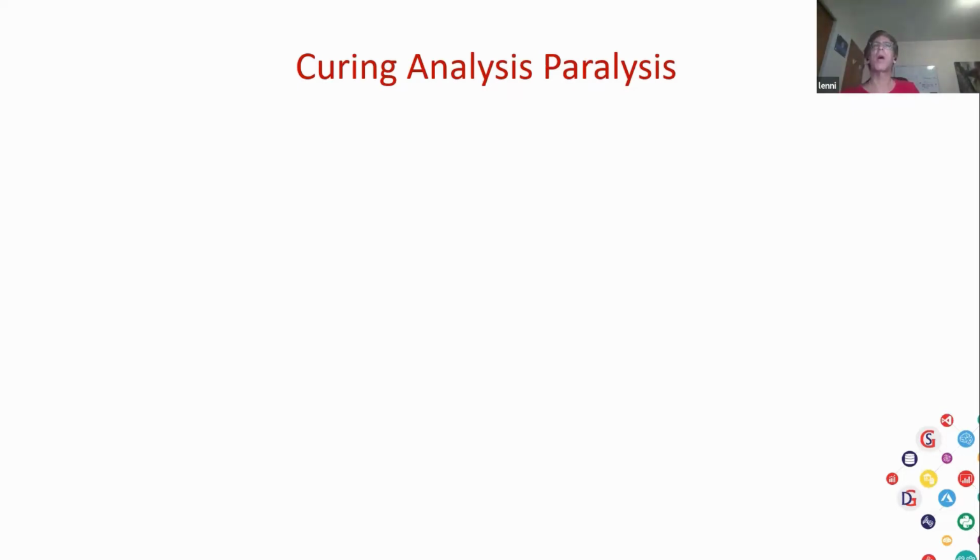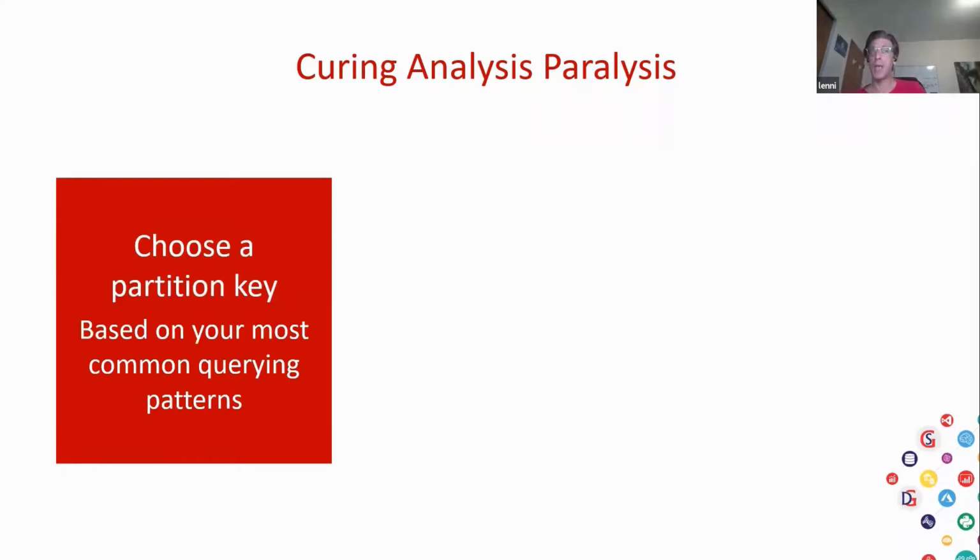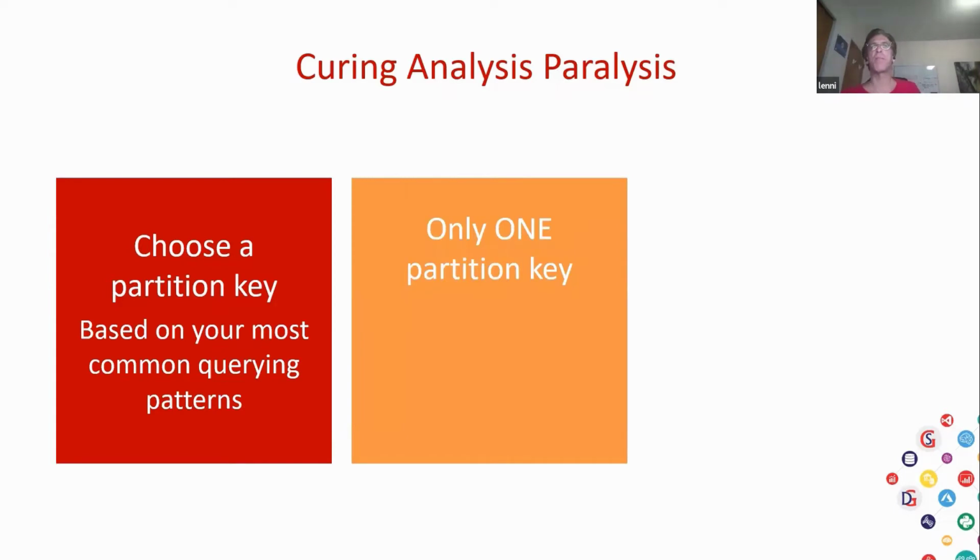So starting with replication, you have to choose a partition key, as we've discussed, and you will base it on what your most common querying pattern is. We talked about examples of that. But the thing is, you can only choose one and only one.